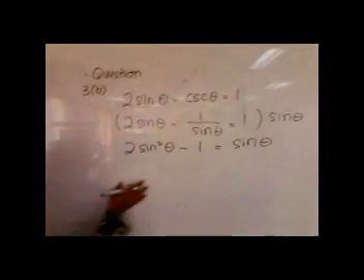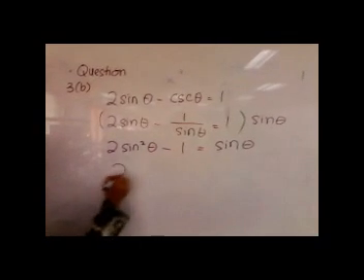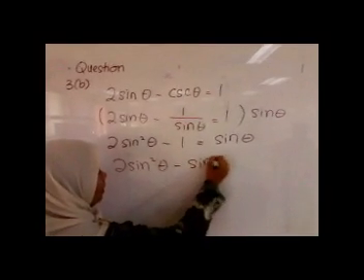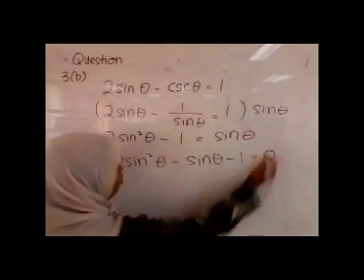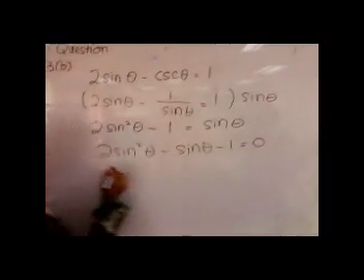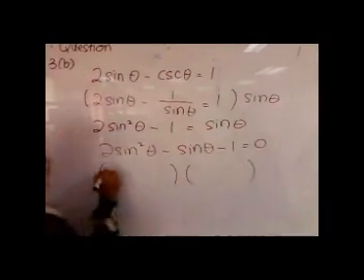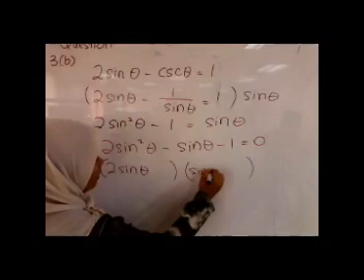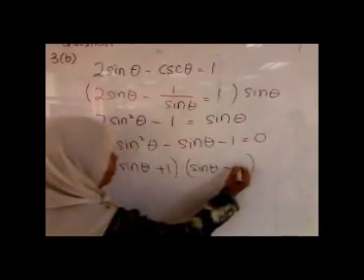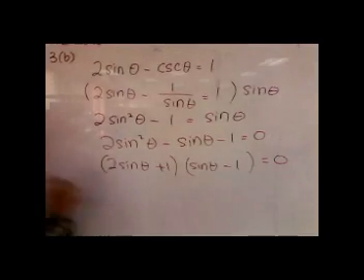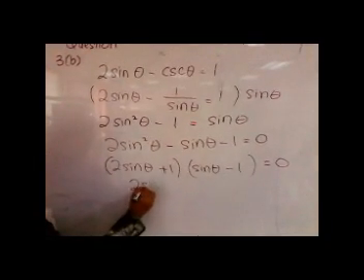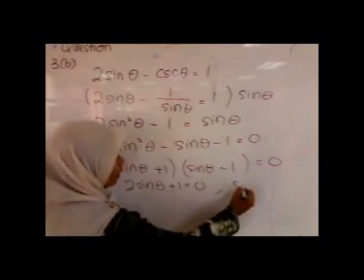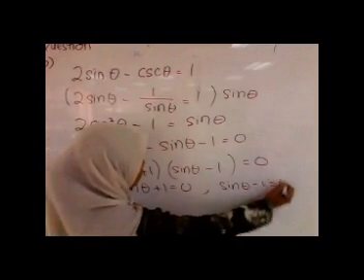Kemudian kita rewrite balik. So kita letakkan dia dalam bentuk kuadratik. 2 sin kuasa 2 theta tolak dengan sin theta minus 1 equals to 0. So kita buat pemfakturan, and then kita akan dapat 2 sin theta over there. So kita akan dapat sin theta plus 1 and minus 1 equals to 0. Okay, kemudian kita buat pecahan. So 2 sin theta tambah 1 sama dengan 0, dan sin theta tolak 1 sama dengan 0.